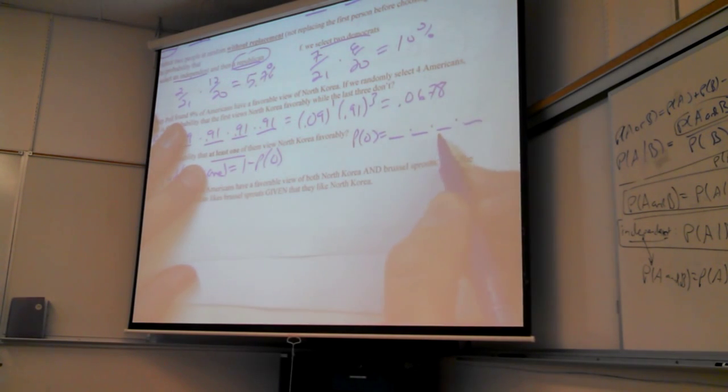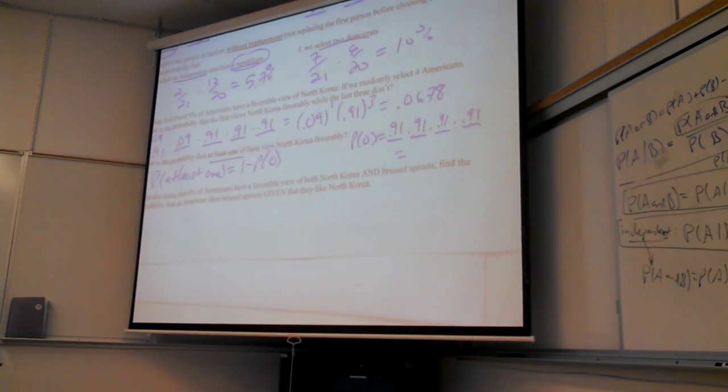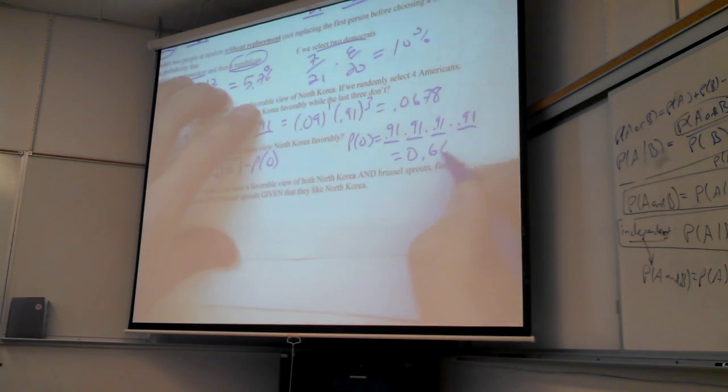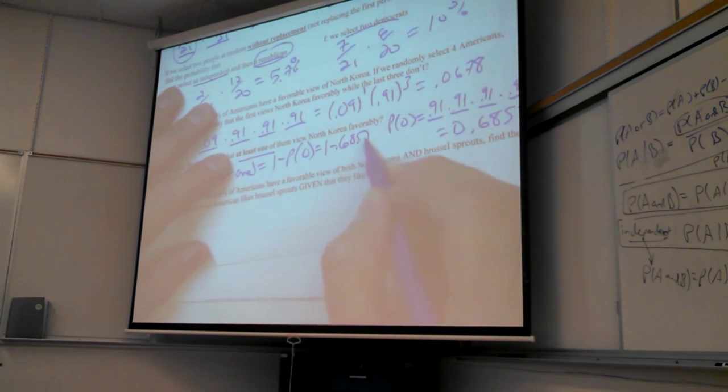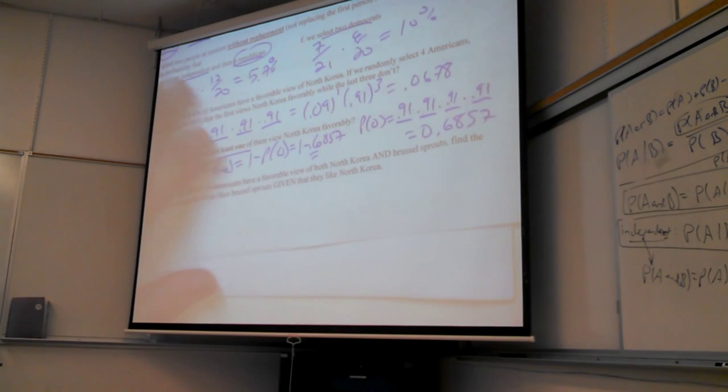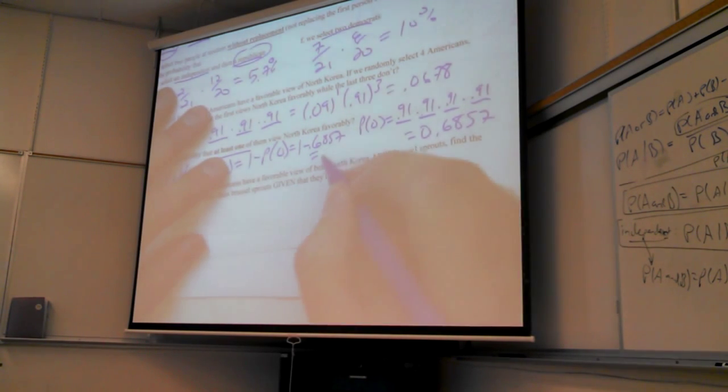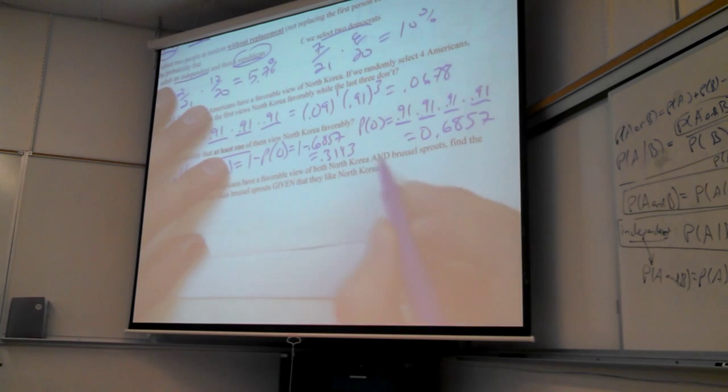Nobody views them favorably. So each one of these is going to have what? 0.91. I want this person to not view them, and this person, and this person, and this person. So 0.91 to the 4th power, because I got 4 people doing that. And what is 0.91 to the 4th? 0.6857. So then our answer is 1 minus 0.6857, which is 0.3143. I like it.